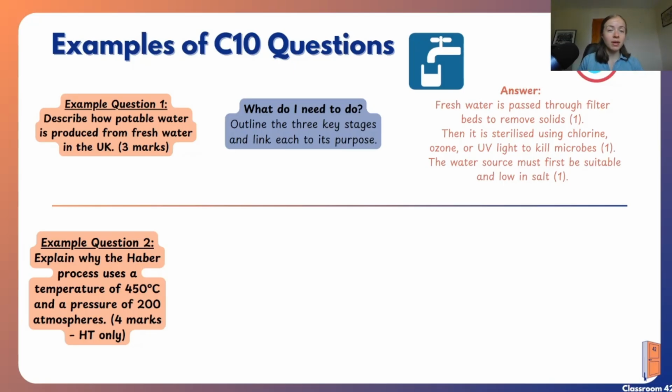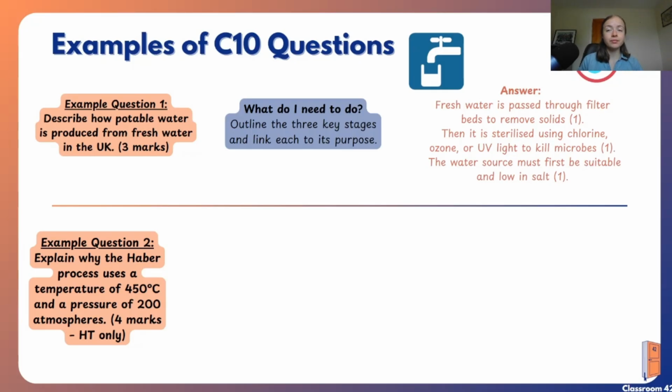So an example answer could be that fresh water is passed through filter beds to remove solids. Then it is sterilised using chlorine, ozone or UV light to kill microbes. The water source must first be suitable and low in salt. So we've described 3 key stages that must be taken into account in order to produce potable water, and described what type of water is appropriate for it and how we process the fresh water, and then finally how we sterilise it as well.